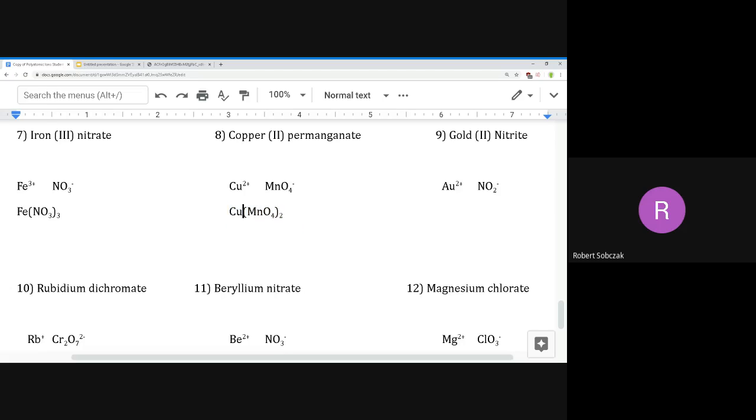Instead of putting Cu, you could put Au. Instead of putting MnO4, you could put NO2. But if you crisscross right here, you're going to get gold 1 and nitrite.